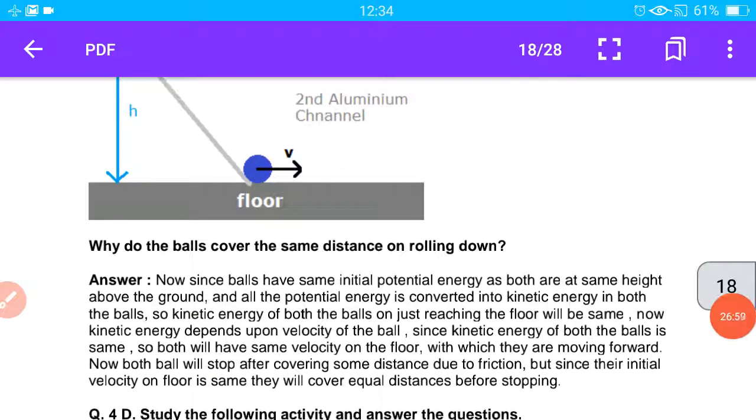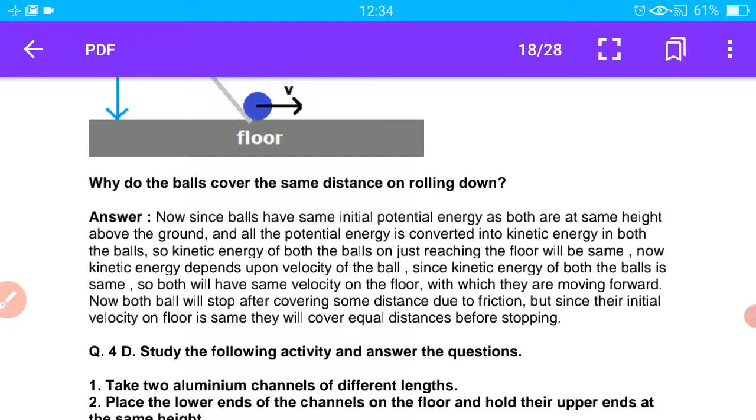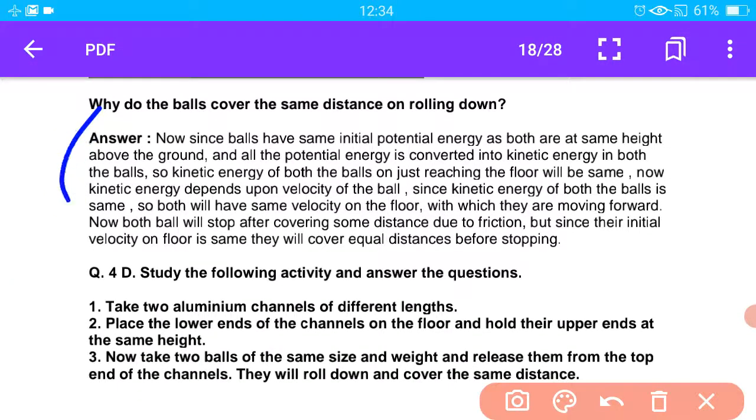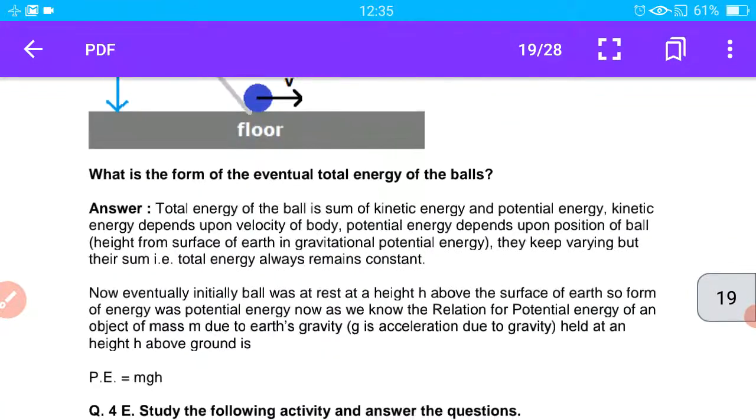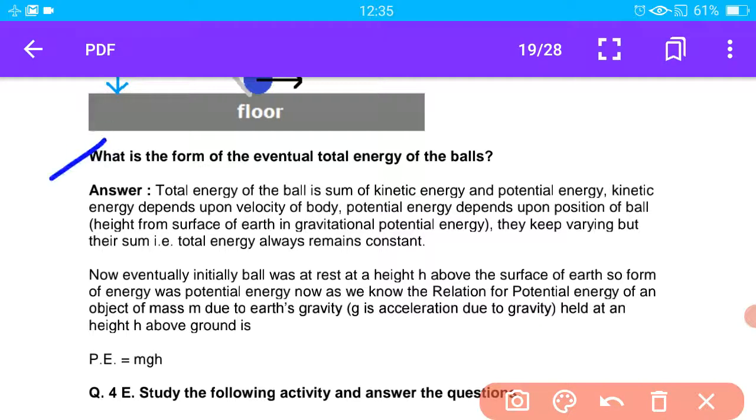And the second question: why do the balls cover the same distance while rolling down? Your answer. Okay. Next question: what is the form of the eventual total energy of the balls? Answer. Write it in your notebook. Okay.